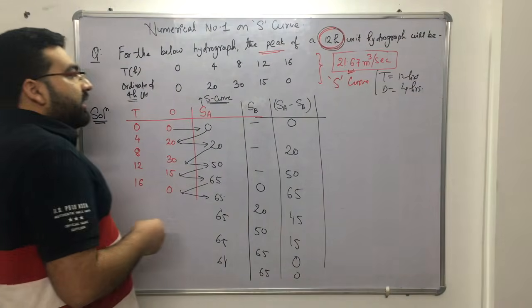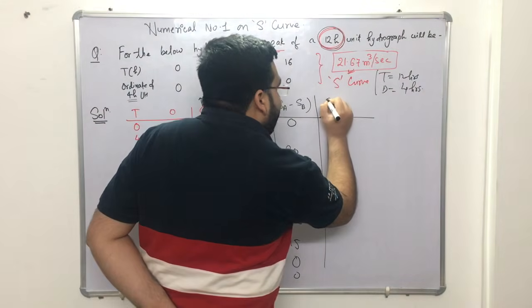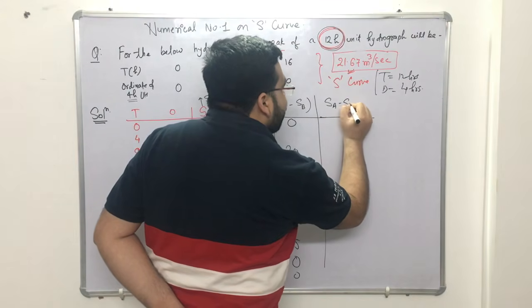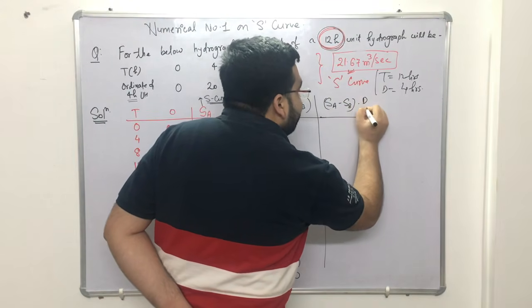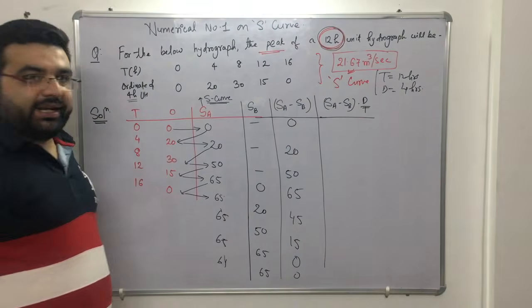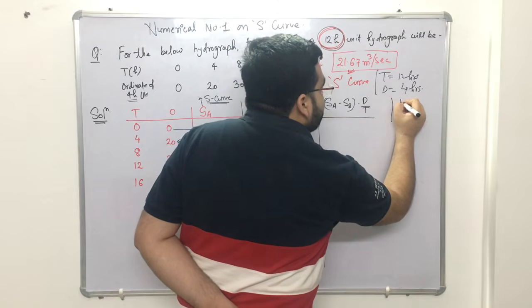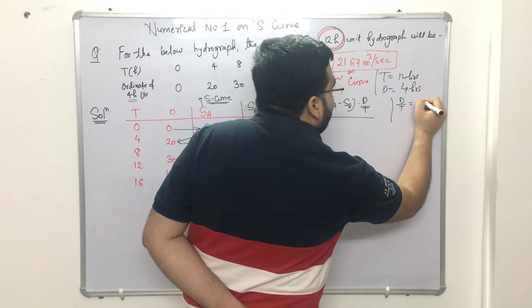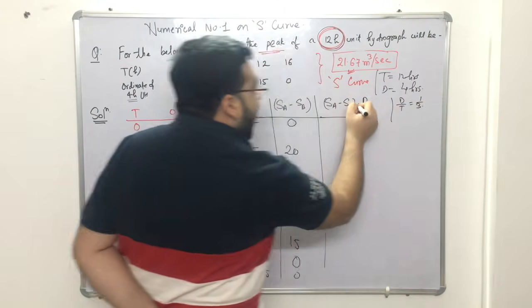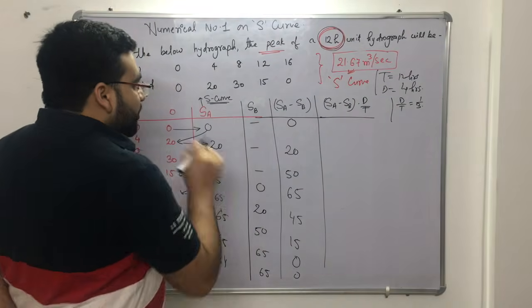Clear? Now, the next step would be (SA minus SB) into D by T. Now, how much is D by T? D is 4 and T is 12. So, D by T will be equal to 4 by 12, that is 1 by 3. So, I have to multiply it with 1 by 3, right? So, what will it be?